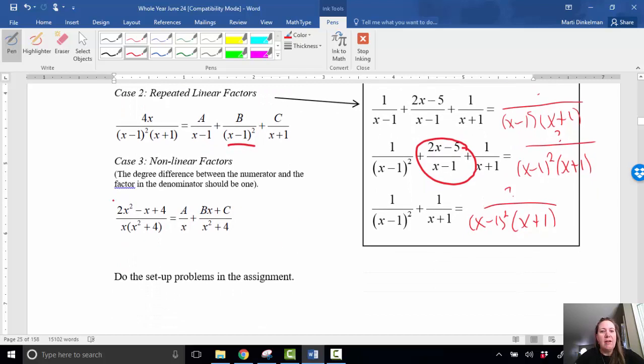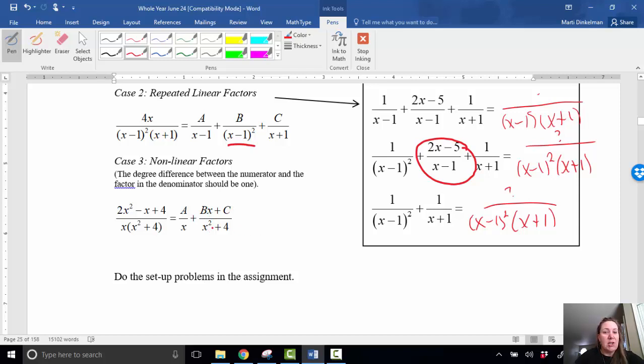Okay, and then finally, on this one, we have nonlinear factors. So we have an x here, we just put an A over that. Then we have an x squared factor, and that cannot be factored any further. And what we need to know is that the difference in degree between the numerator and denominator should only be 1. And so you'll see here that I have a Bx plus C. Kind of think of this almost as our linear mx plus b kind of thing. But that's what we need to include just in case that were to happen.